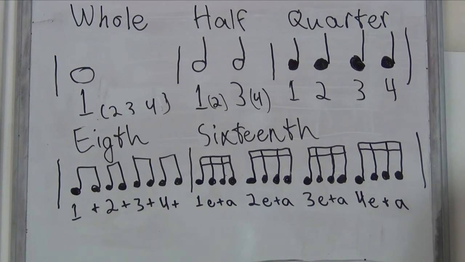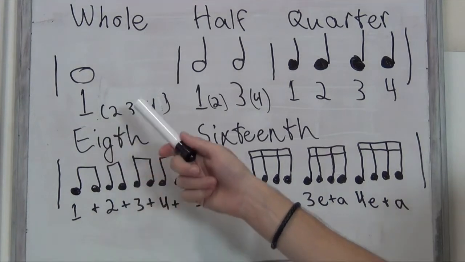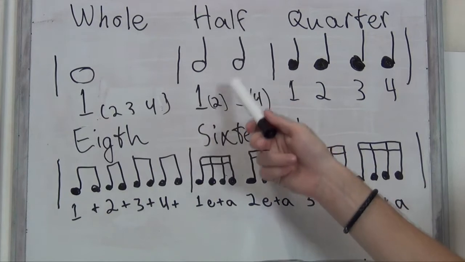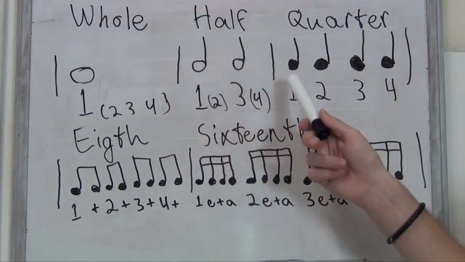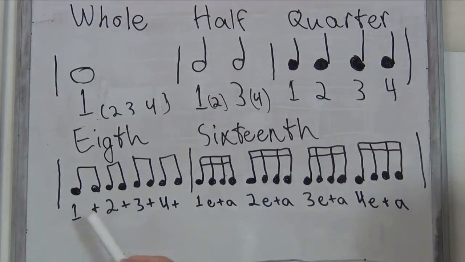Let's try listening to these with a drum loop, and we'll try and count along. So we're going to start with the whole notes. 1, 2, 3, 4. 1, 3. 1, 2, 3, 4. 1 and 2 and 3 and 4 and 1 E and 2 E and 3 E and 4 E and.